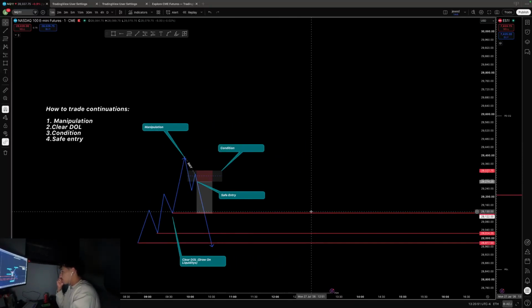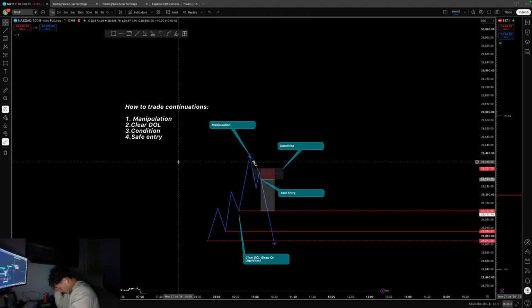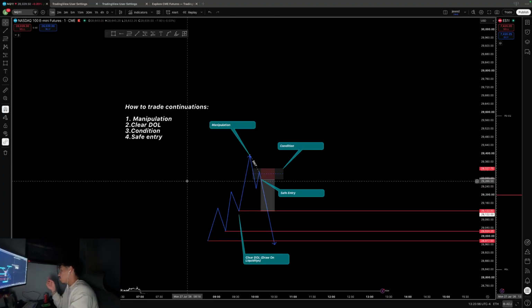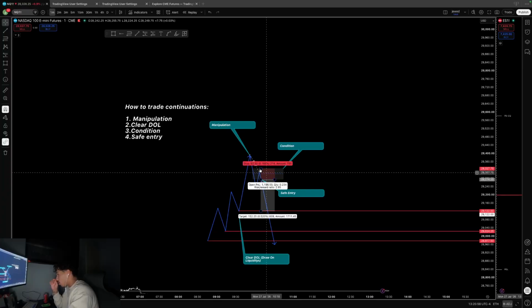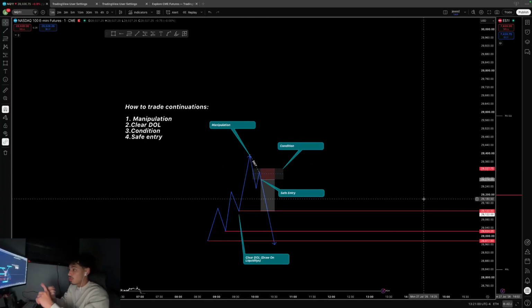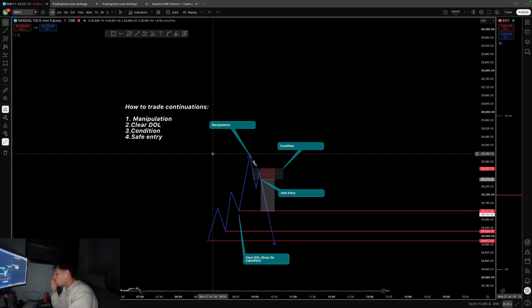Okay, so what makes up a continuation, or what makes up a good continuation trade, would be manipulation, which would be a form of turtle soup, liquidity sweeps, SMT, anything like that. Or manipulating into a higher time frame gap. So some sort of manipulation. You don't want to be taking any trades without manipulation at all. You always want manipulation in your trades, because if you're not waiting for the manipulation, you will become the manipulation. Okay, so let's get that out the way.